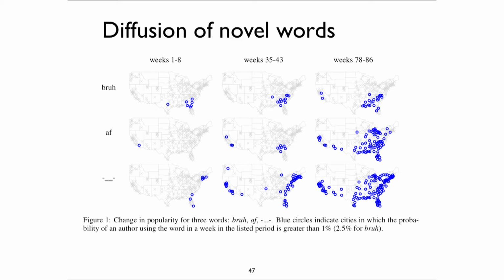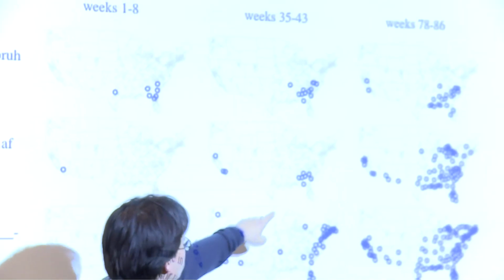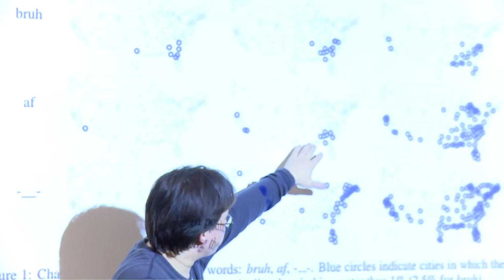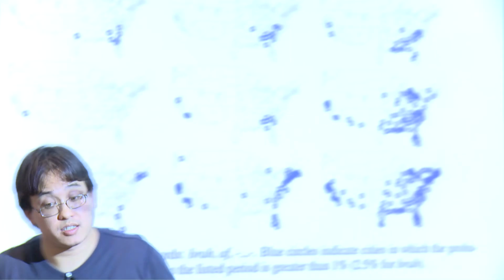Really, at the start of the data set, late 2009, we have an 8-week period where the only place where more than 1% of authors use it at least once per week is Los Angeles. In a middle time window, like 30 weeks later, we're seeing that it's spread. It's being used more often in several other places in California, but there's also a cluster of usage around Georgia, around Atlanta, and other places near there. And then finally, at the end of the time series, it's much more widespread in the United States.